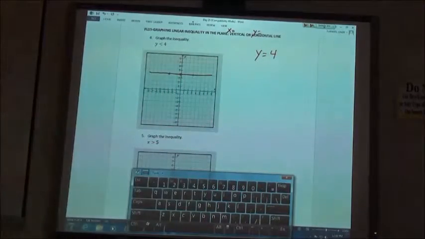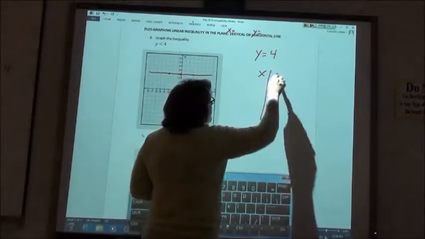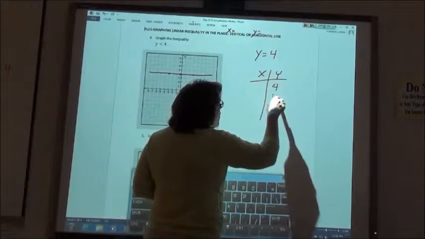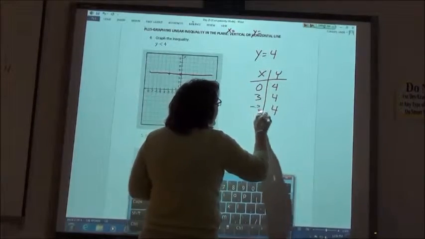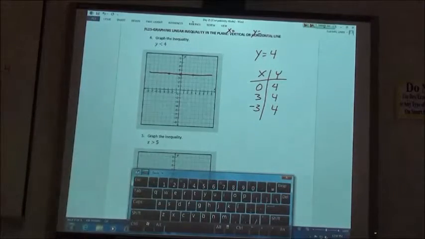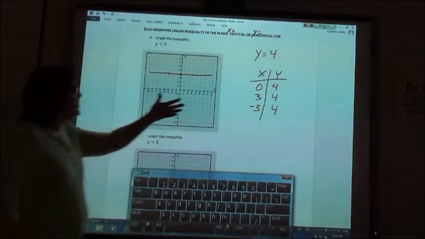I could draw it straight. Otherwise, you could make a table and put all your y values as 4 and pick some numbers to put in there. What did I use? I used 3 and -3 and plot my points and get them that way. But if I know it's going to go horizontal, I really don't have to go through the process of making a table unless I want to.